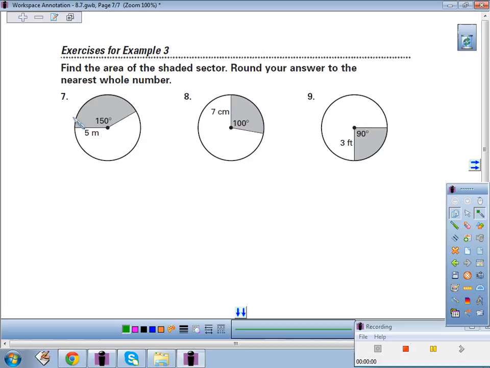So, I always teach this as the part over the whole. So we're looking at the part, which is the sector, the part area, over the whole area, and we know it's proportional to the part degree of the circle over the whole degree. I always say, well, part over the whole.